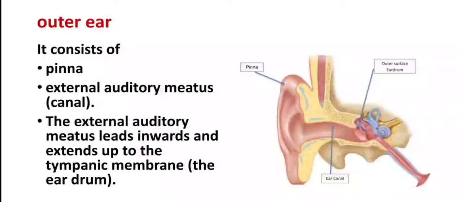Outer ear. It consists of pinna, auditory meatus or external auditory canal. It leads inward. Here you can see in the diagram, this part is pinna. This is ear canal which leads inward and extends up to tympanic membrane. Tympanic membrane is also known as eardrum.